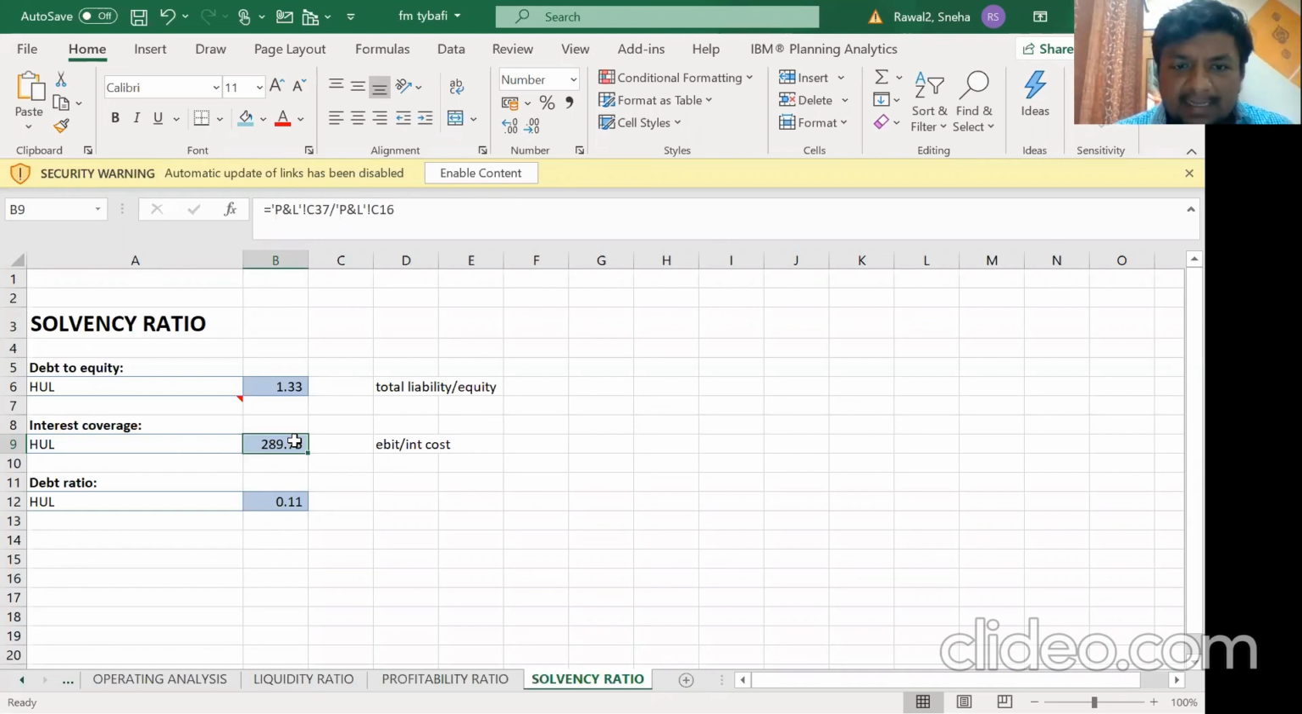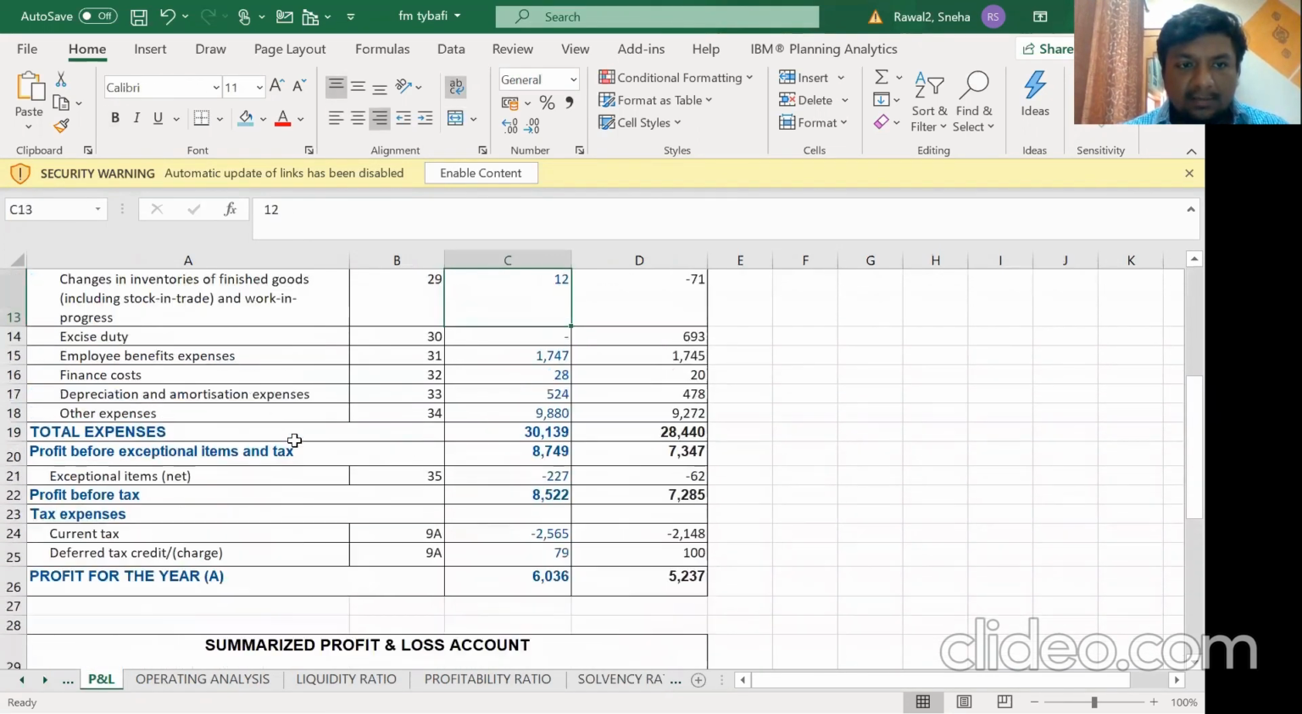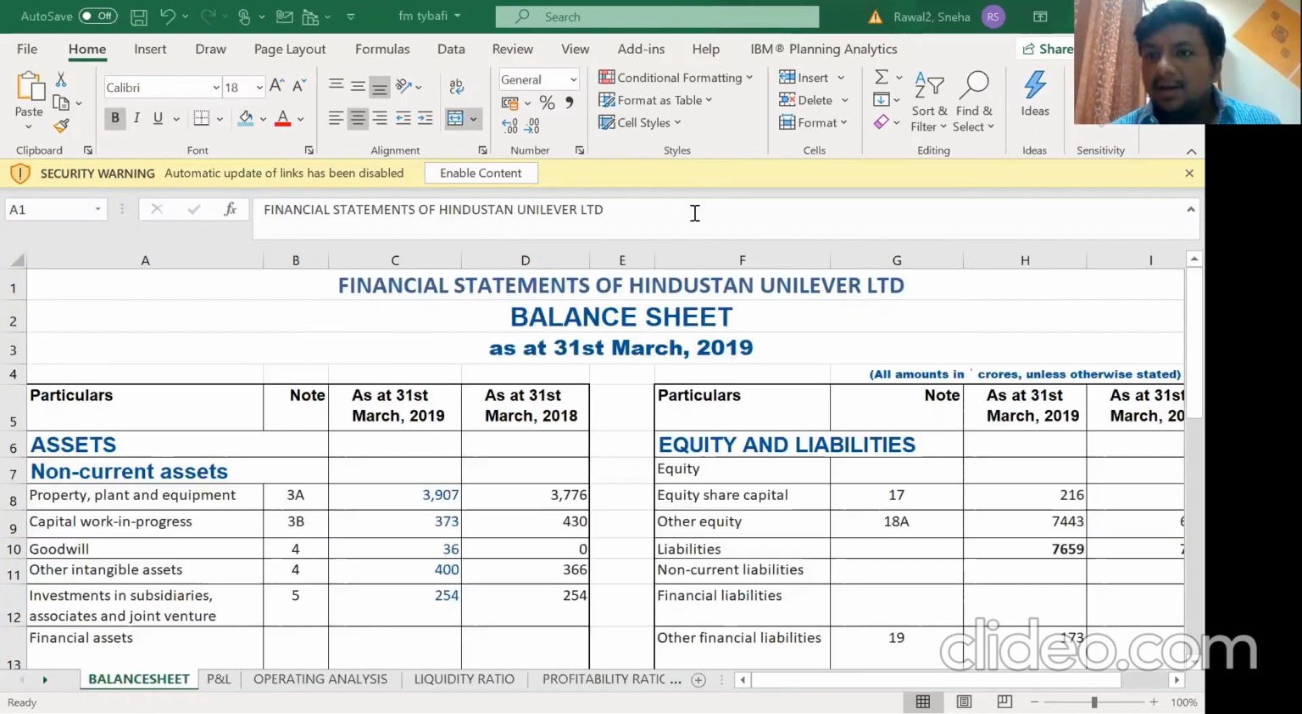The formula is EBIT divided by interest cost. So the EBIT here is 8113 divided by the interest cost, that is your finance cost, that is 28. So if you divide it, you will find the solvency ratio to be 289.75. This is a fabulous ratio, very high ratio as far as this company is concerned.